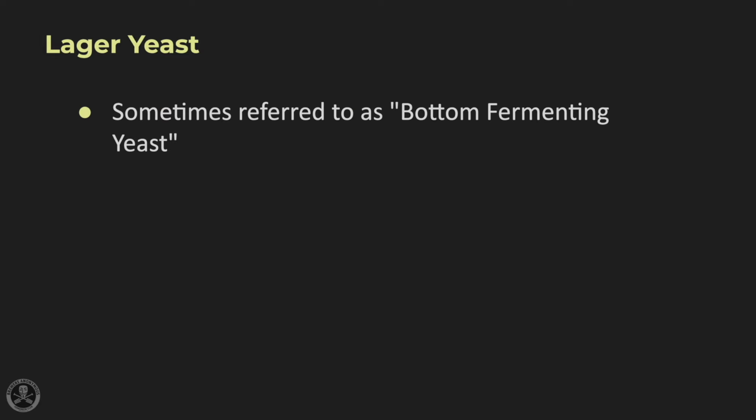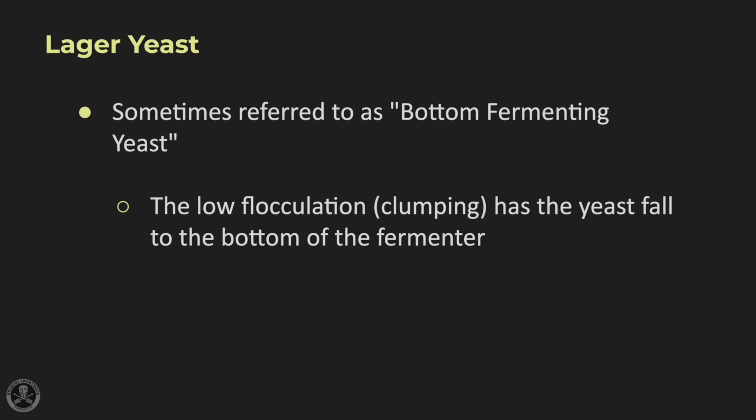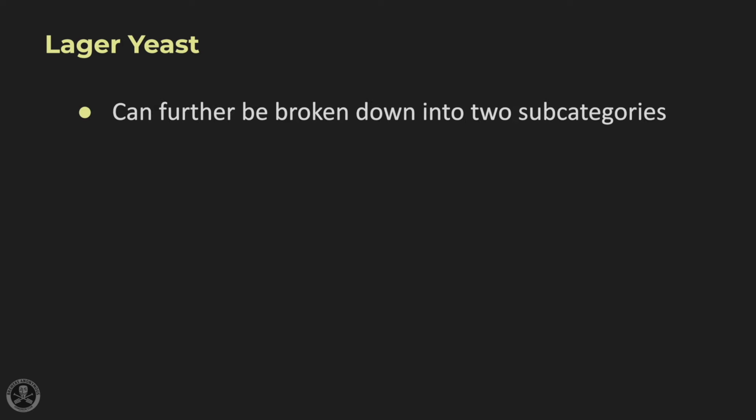In brewing, lager yeast is sometimes referred to as bottom fermenting yeast. This is due to their low flocculation. Unlike ale yeast, lager yeast tend to keep from clumping together and fall to the bottom of the fermenter during fermentation. Lager yeast strains can be further broken down into two categories.